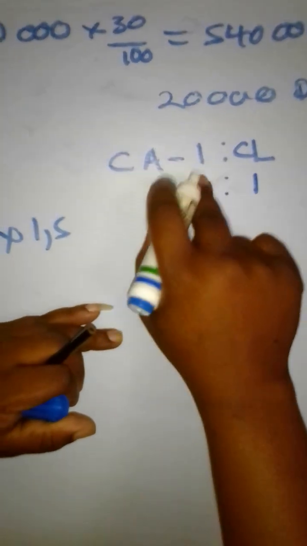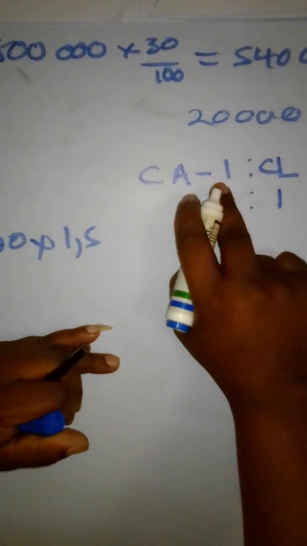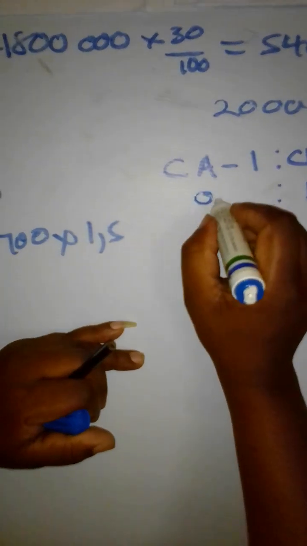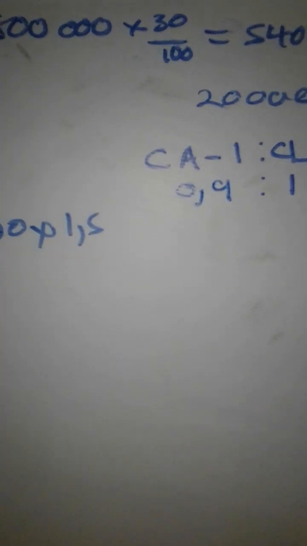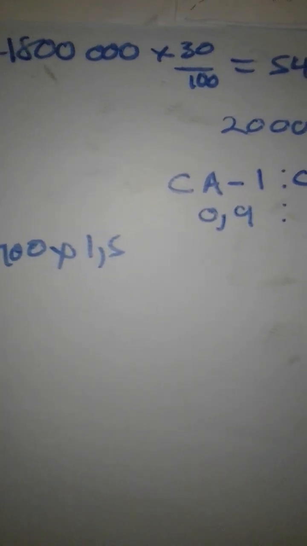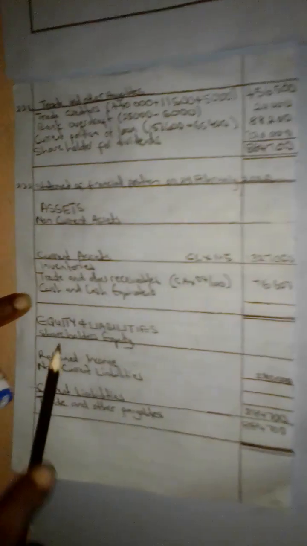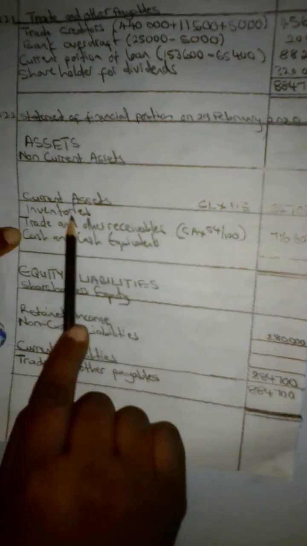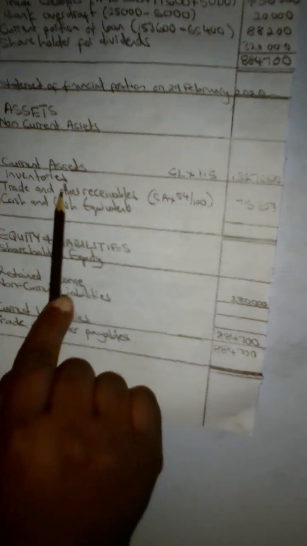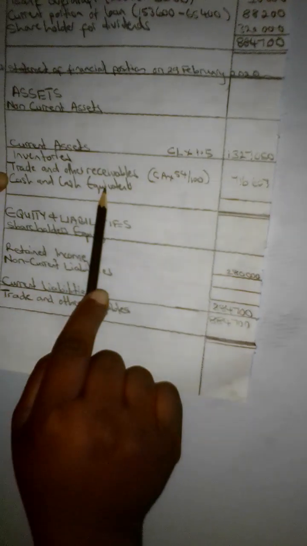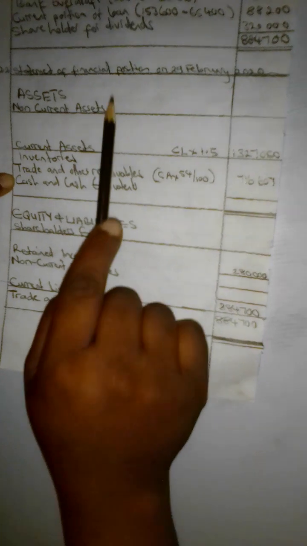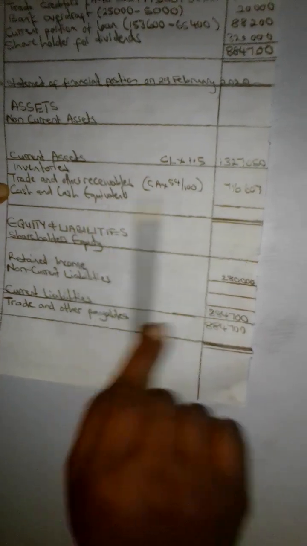And then here they are saying that current assets minus inventory is 0,9. So we can safely find current assets minus inventory. If we are saying current assets minus inventories, we are going to remain with trade and other receivables and cash equivalents. So let's find out how much is that amount, and then we'll safely be able to find the amount for the cash and the cash equivalents.